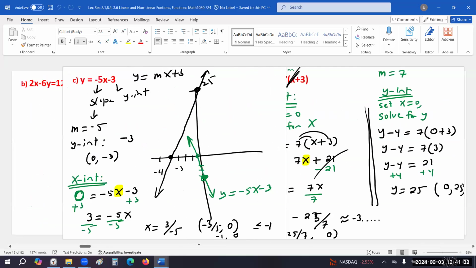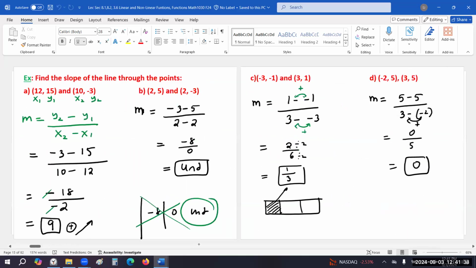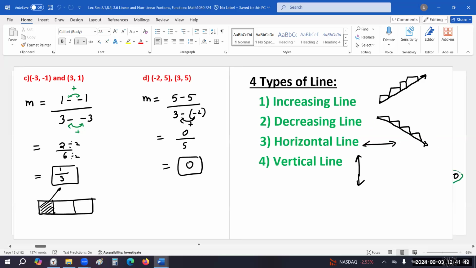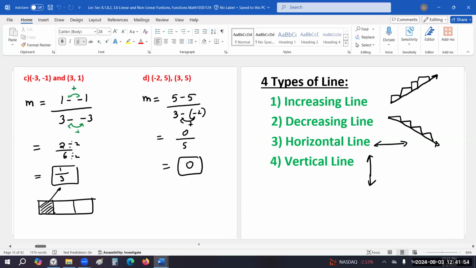In our last class, what we did was first, we found the slope between 2 points, the same thing we did today. And then we talked about 4 different types of lines, which have 4 different types of slope. What is the slope of any increasing line, positive or negative? Positive. What type of slope does a decreasing line have? What is the slope for any horizontal line? 0. And what is the slope for any vertical line?